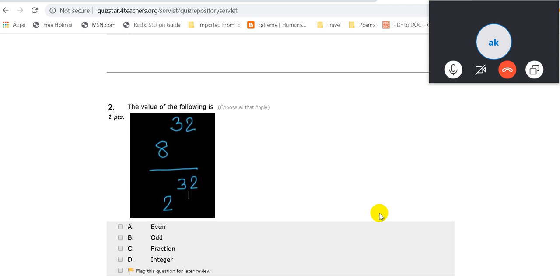So value of the following is what? Even, odd, fraction, integer. Now see, choose all that apply. Even and integer. So 8 divided by 2 is 4, and 4 to the power 32 is an even number, and it's an integer, right? Yes.